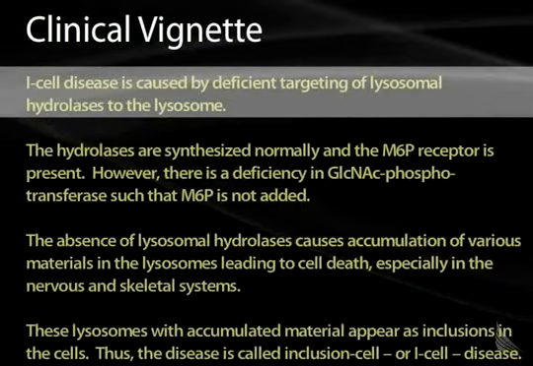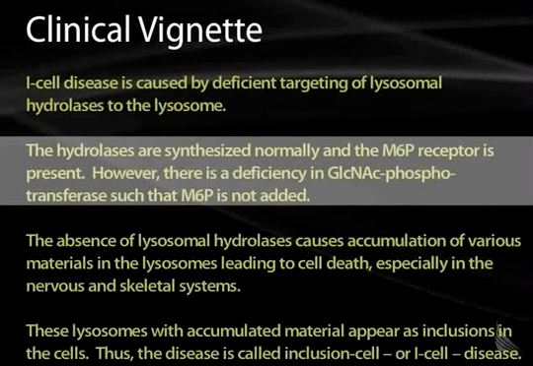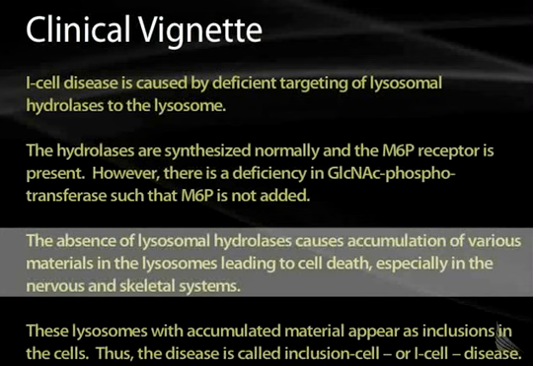Well, I-cell disease is caused by deficient targeting of lysosomal hydrolases to the lysosome. These hydrolases are synthesized normally, and the mannose-6-phosphate receptor is present. However, there's a deficiency in a particular enzyme, which I've listed there, a phosphotransferase, such that the mannose-6-phosphate group is not added to the lysosomal proteins. The absence of this mannose-6-phosphate means that the mannose-6-phosphate receptor does not recognize those proteins as lysosome-bound. So what happens then is these hydrolases get secreted rather than being transferred to the lysosome.